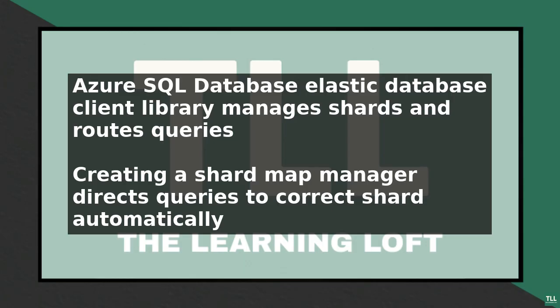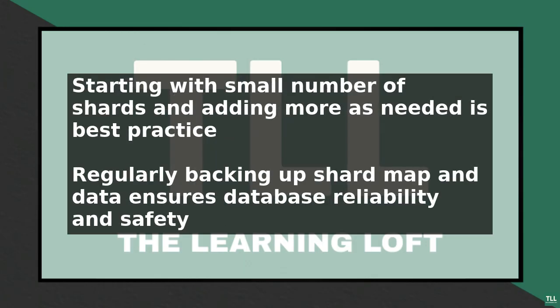In terms of best practices, it is recommended to start with a small number of shards and gradually add more as needed. This allows you to test and refine your sharding strategy, and to ensure that your database is properly configured. You should also use a consistent naming convention for your shards, and make sure to regularly back up your shard map and data. By following these steps and best practices, you can successfully integrate Azure SQL Scale-out and improve the performance and availability of your database.